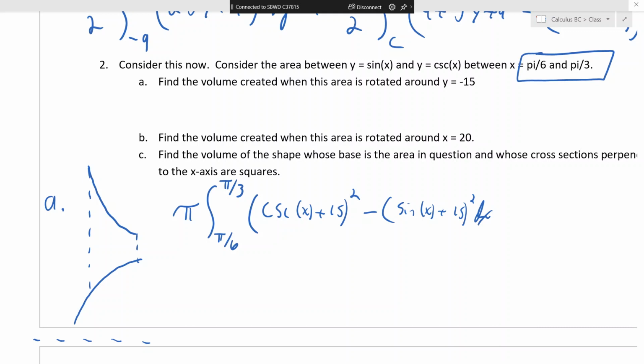That's A. B. When we rotate around x equals 20, we're going to want to use shells because I want to use x. So we're going to say that's 2 pi, still the integral from pi over 6 to pi over 3. But now we're going around 20.